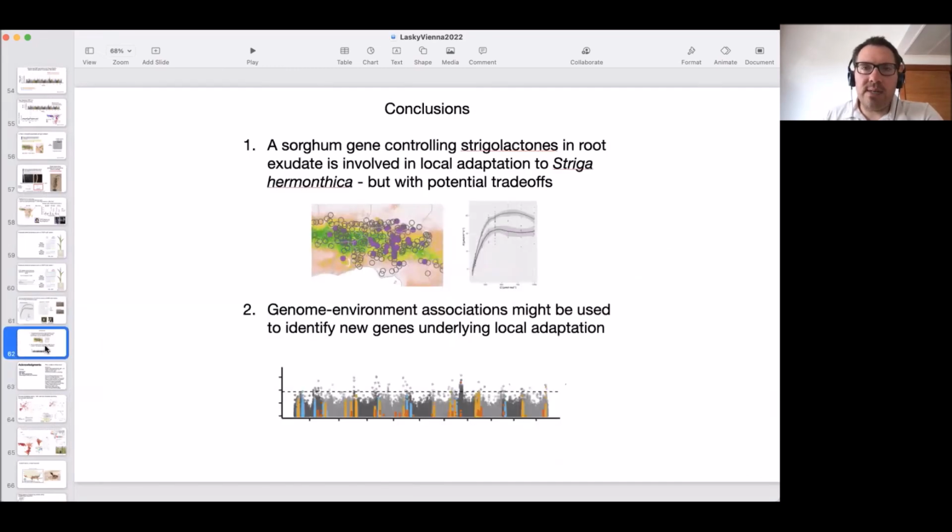Okay, so to conclude that part, I wanted to show that there's good evidence that this gene that controls strigolactones is involved in local adaptation to Striga via resistance, but there may be potential trade-offs that could limit the utility of this allele if we were to deploy it in sorghum breeding programs all over the continent, let's say. I'm not saying that it's totally worthless, because farmers are kind of desperate for any genetic resistance to this parasite because they often lack the resources required for other methods of control. And then secondly, there might be still some promise for using these associations to find new genes that are involved in local adaptation.